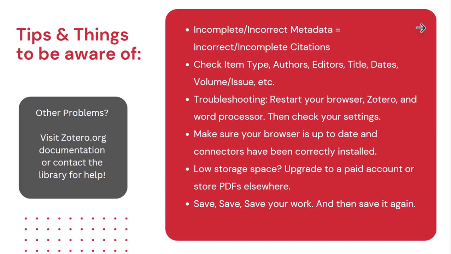Another note is that the free version of Zotero is really great, but as I mentioned earlier, storage space is limited. So if you want to add a bunch of PDFs or if you're running low on storage space, you can either upgrade to a paid account or you can choose to store your PDFs elsewhere. Sometimes, depending on what I'm working on, I might just have only my citations in Zotero and I might have all of my PDFs stored in a folder in my Google Drive or something like that. So that's an option. And then lastly, you want to make sure you save your work. Save it as you go, and then save it again, and save often, especially when working in your Word document.